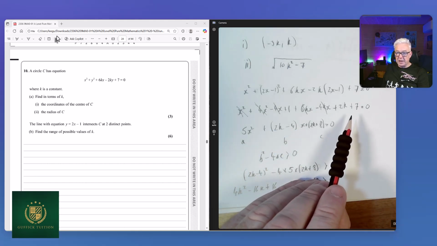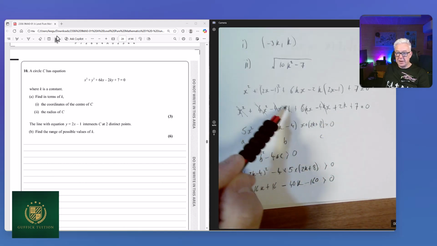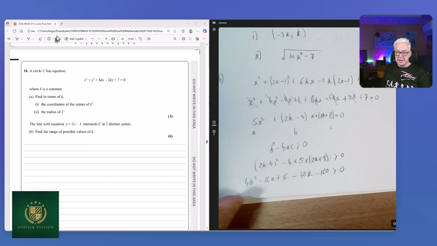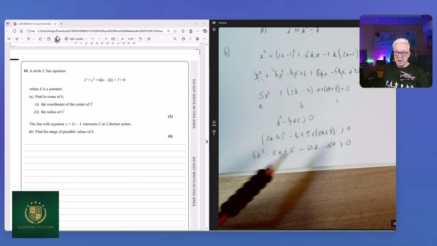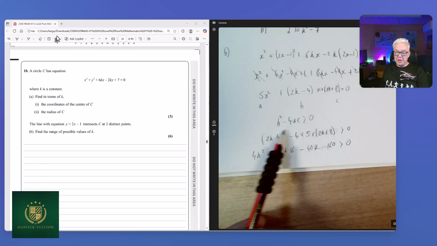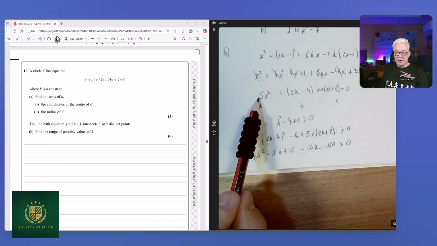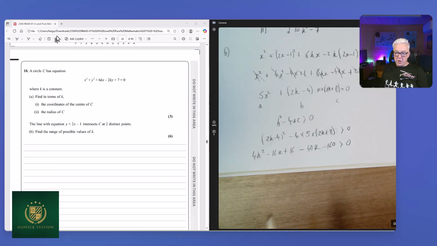And then finally, what are we left with? Add 1, add 2k, add 7, which is 2k add 8. So that's our a, b, and c ready to go into the discriminant. b is 2k minus 4, so we want that squared, minus 4 times a, which is 5, times c, which is 2k add 8. We'll work that out now.